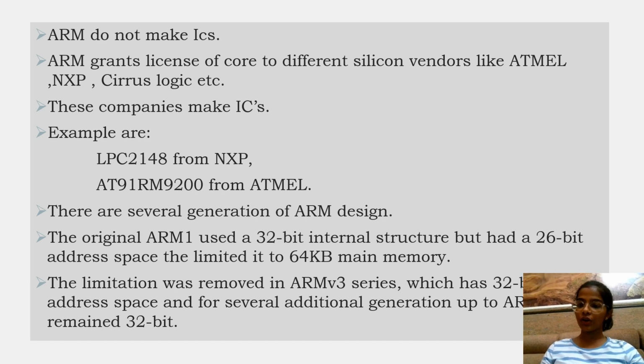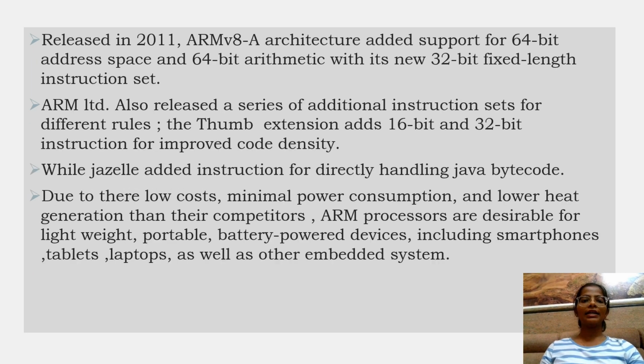There are several generations of ARM designs. The original ARM1 used a 32-bit internal structure but had a 26-bit address space that limited it to 64 MB of main memory. The limitation was removed in the ARM3 series, which has a 32-bit address space, and several additional generations up to ARMv7 remained 32 bits. Released in 2011, the ARMv8 architecture added support for a 64-bit address space and 64-bit architecture with its new 32-bit fixed-length instruction set. ARM Ltd also released a series of additional instruction sets for different roles.